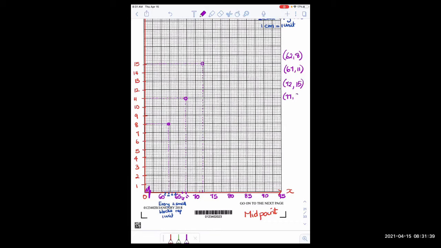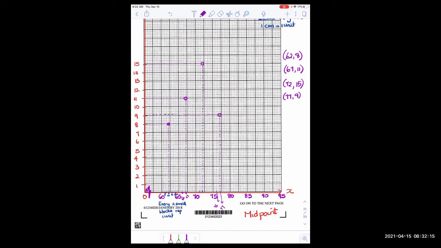$77, 9. So again, 75, 2 blocks after 75, we will find the number 76. And then 2 blocks after 76, we will find the number 77. And we go all the way up to 9. So that is my fourth point.